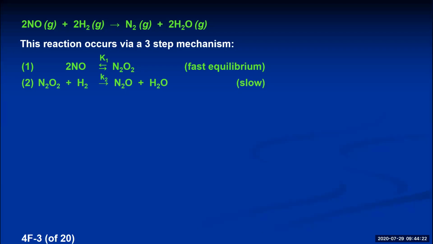Then the N2O2 molecule will collide with a hydrogen molecule to form N2O and water. And then the N2O molecule will collide with another hydrogen to form N2 and H2O. And if you add these up, this adds up to the overall reaction at the top of the slide.